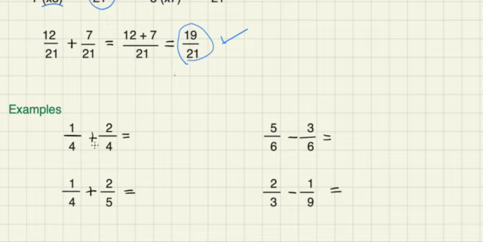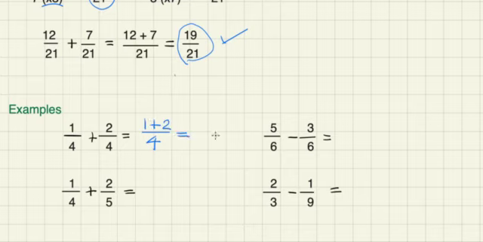So hopefully you've had a go at this one and you've noticed that they've got the same denominator. So all you do is put 4 underneath because that's the same. You then take the 1 from here, and because we're doing addition, we're adding them.